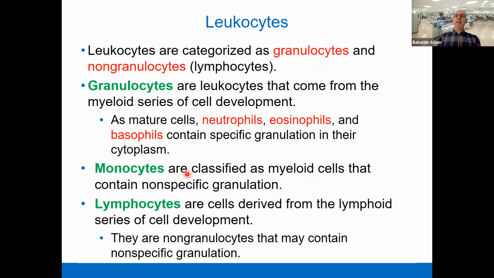We classify white blood cells as granulocytes and agranulocytes. The cells which include granules are neutrophil, eosinophil, and basophil, and the cells which don't contain granules are known as agranular white blood cells. These are monocytes and lymphocytes.